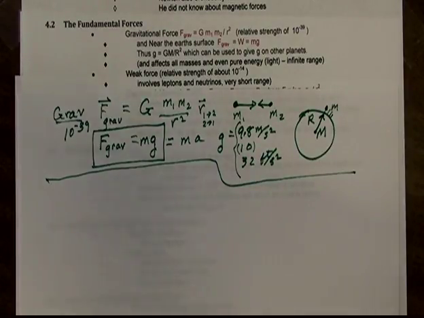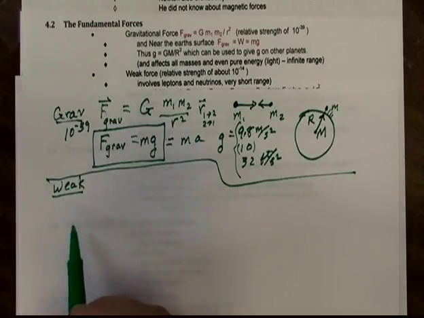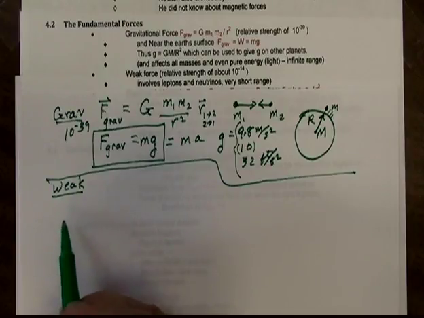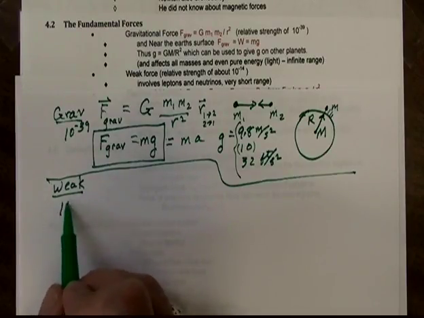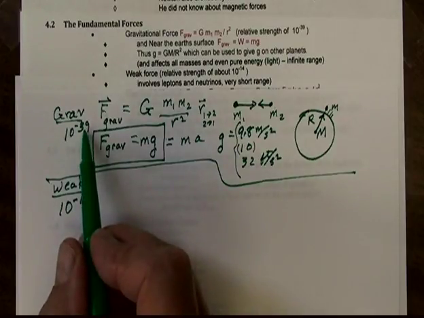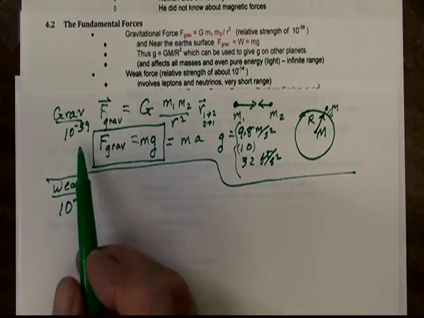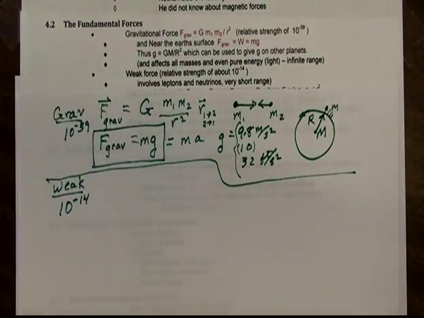Then there's the weak force. The weak force is probably the least understood historically, at least by the lay public. It has a strength of about 10 to the minus 14th. So it's much, much stronger than gravity. Gravity is incredibly weak. In fact, in all of the particle physics, we can actually neglect gravity until we deal with problems that have to do with things like black holes or enormous stars.